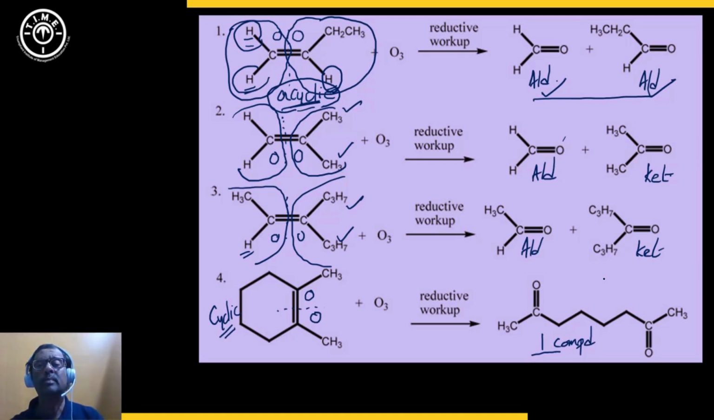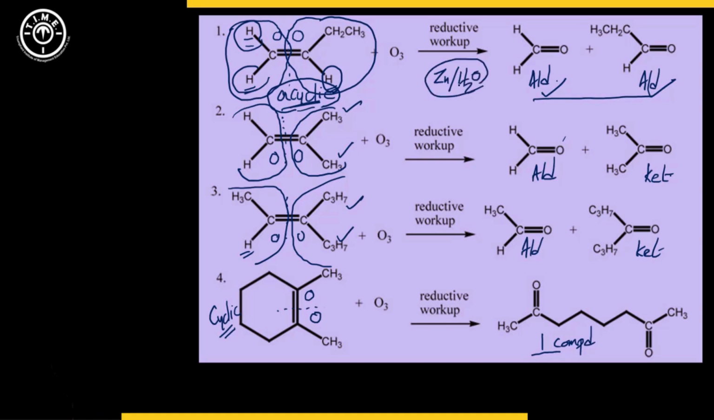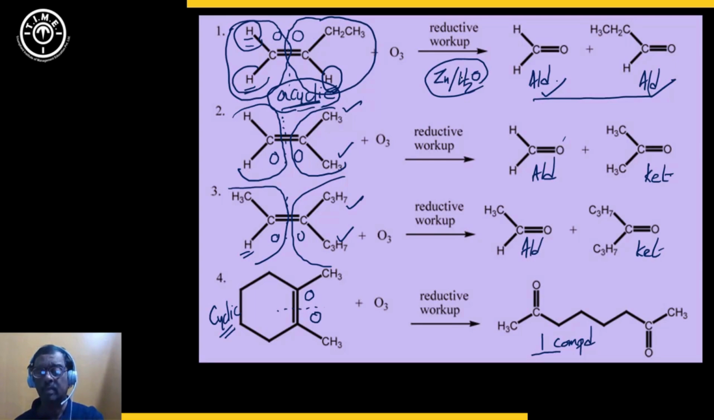All the four compounds that we started out with, it's a reductive workup. Means you had a zinc water or acetic acid or methyl sulfide. Methyl sulfide by itself can function instead of zinc to do reductive ozonolysis. So all these are reductive ozonolysis examples. I hope this is clear.